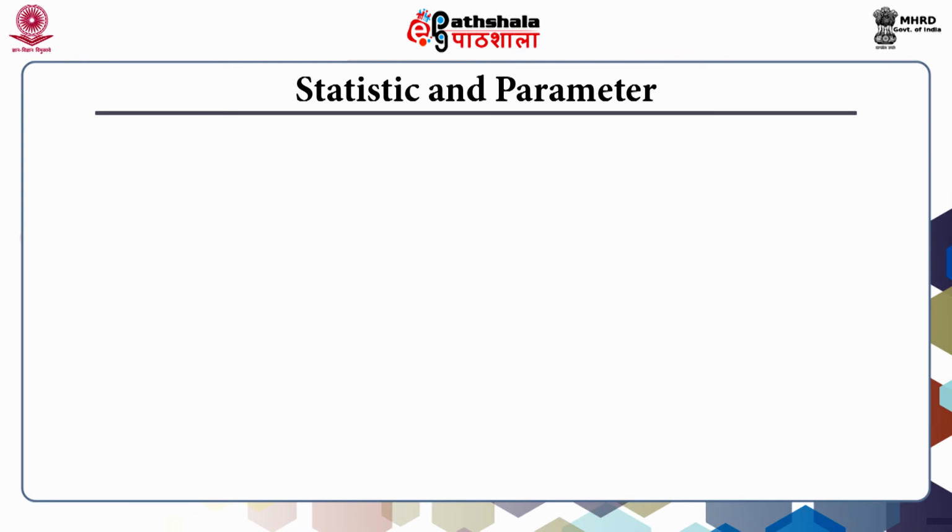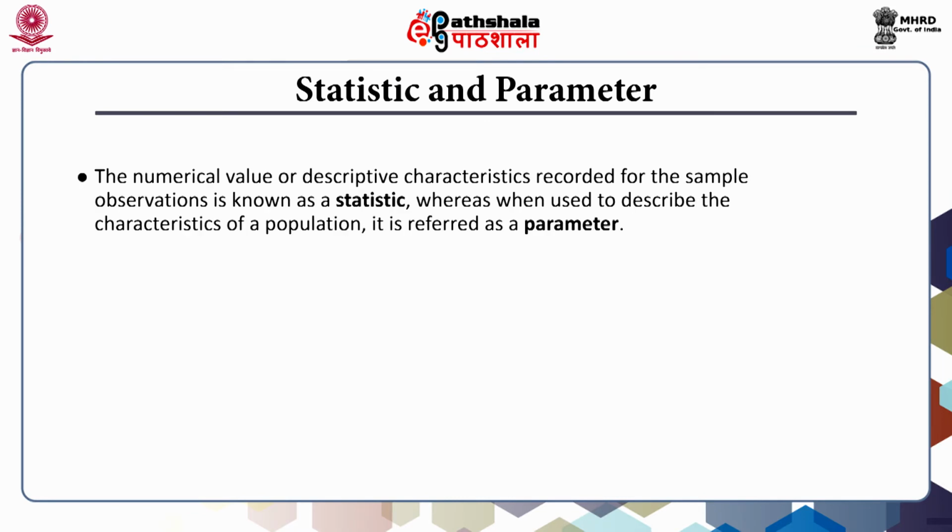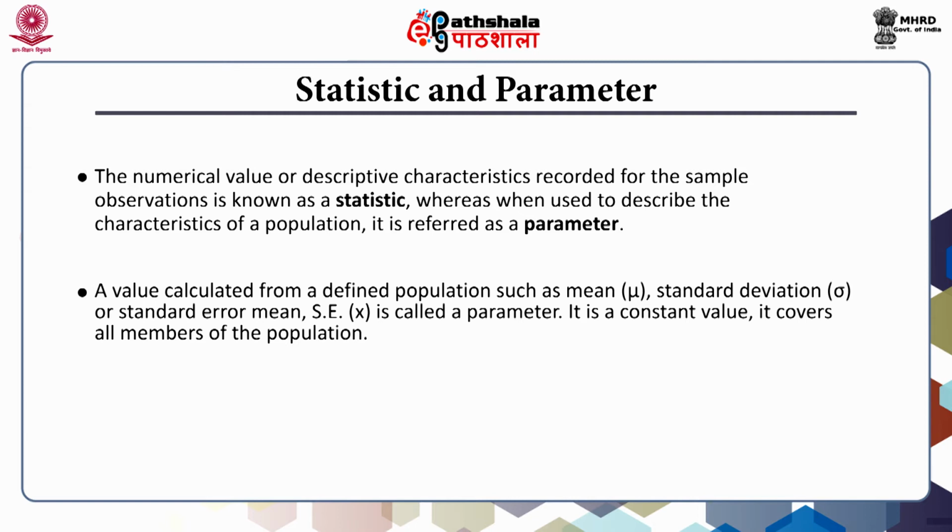Statistic and parameter. The numerical value or descriptive characteristics recorded for the sample observation is known as a statistic, whereas when used to describe the characteristics of a population, it is referred to as a parameter. A value calculated from the defined population such as mean, standard deviation or standard error mean is called a parameter. It is a constant value and covers all members of the population.